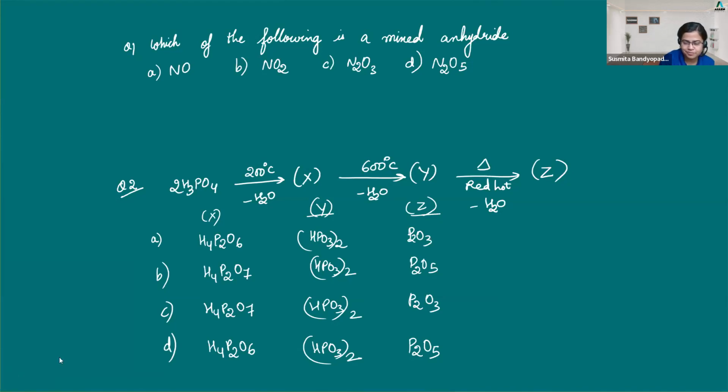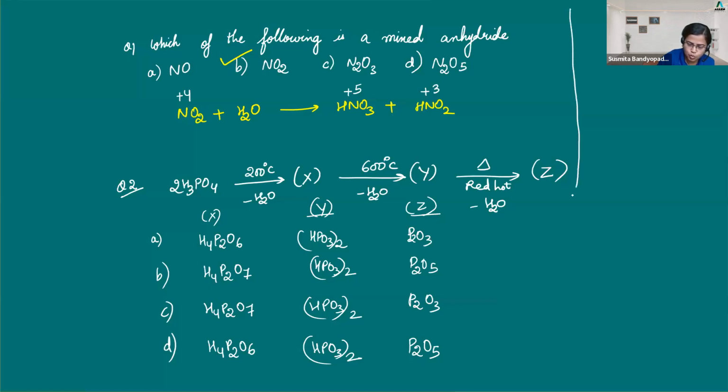For the first one, the correct answer is NO2. NO2, when you add water to it, gives you a mixture of HNO3 and HNO2. So basically, your NO2 is undergoing a disproportionation where plus 4 is getting converted into plus 5 and plus 3. B is the correct answer. 1B. Any doubt, you can always ask. You can always let me know.